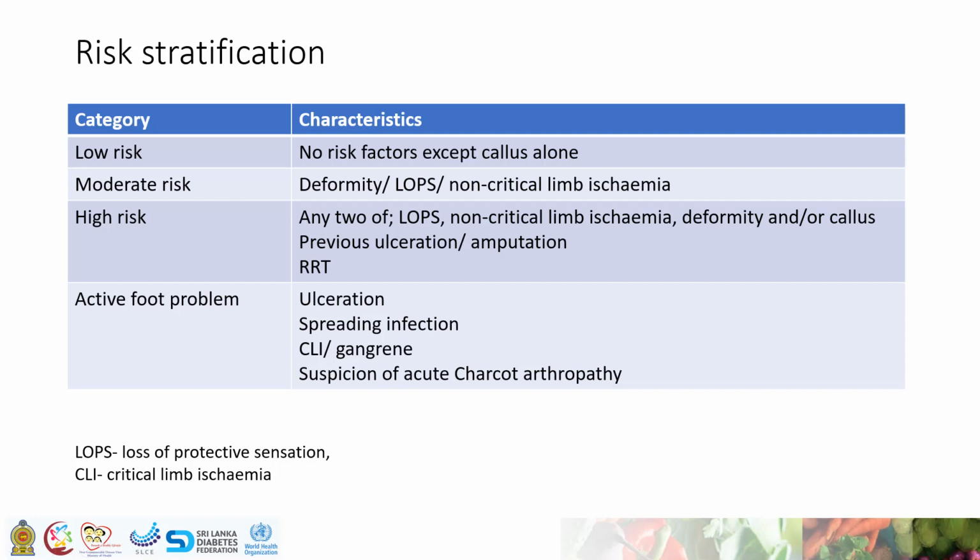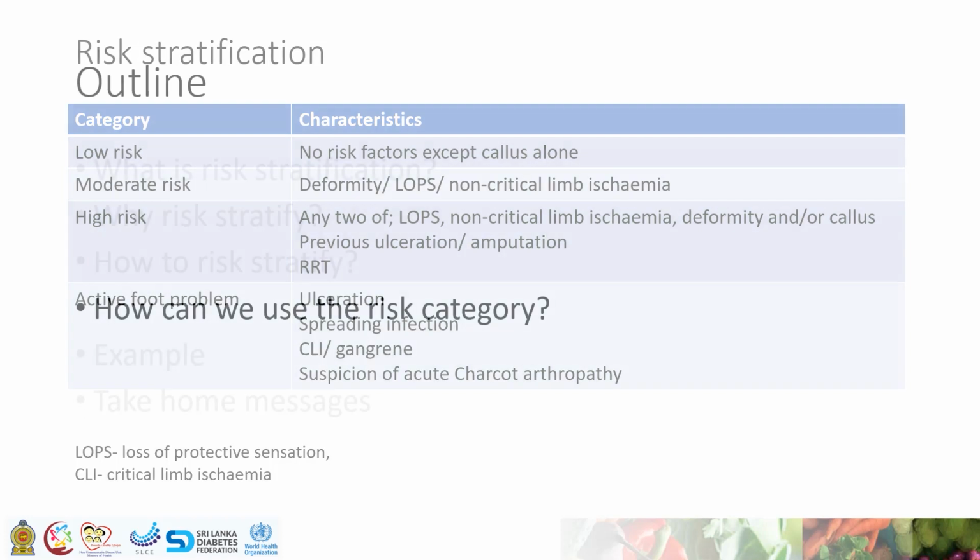If there is no PAD, LOPS, or deformities, the person is considered to be of low risk. If any one of them is present, they are considered to have moderate risk. In a patient with a combination of any two from non-critical limb ischemia, LOPS, and deformity or callus, risk is considered high. Additionally, previous ulceration, amputation, or RRT will automatically put the patient in the high-risk group.